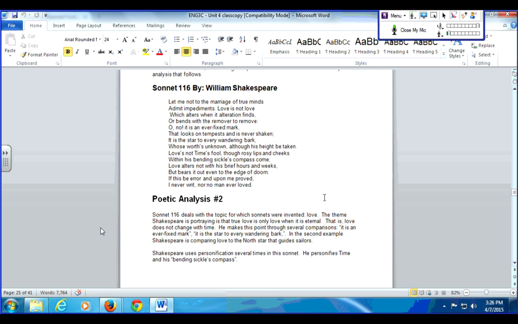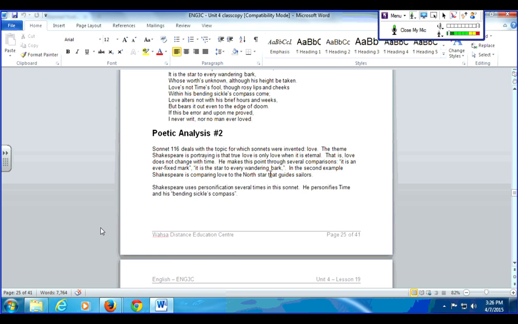Now, Shakespeare uses personification, or giving human emotions to non-human qualities, several times. He personifies time in its bending sickle's compass. So all that ties back into what we looked at back in lesson 16 when we looked at personification. And if we flip ahead to page 28, you'll see Shakespeare's biography.